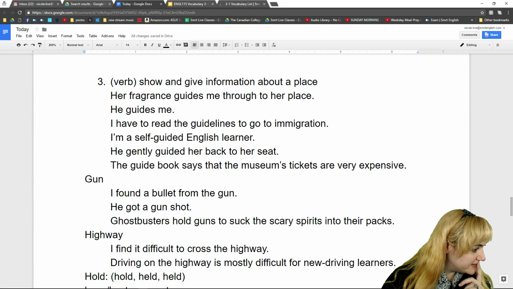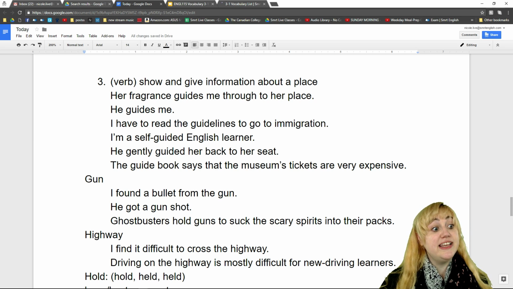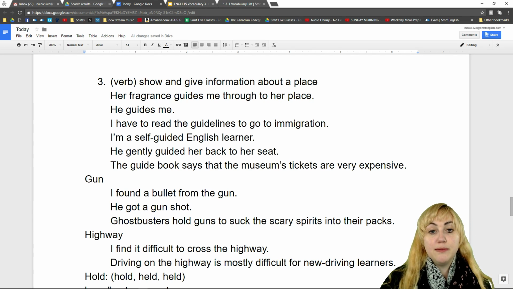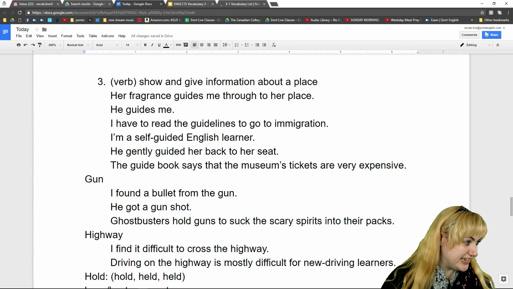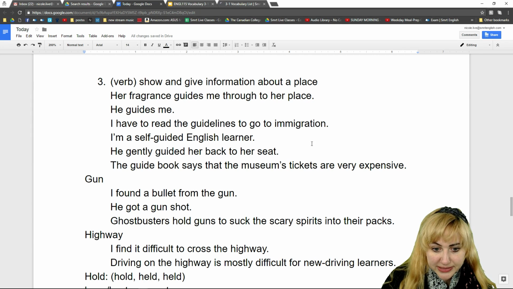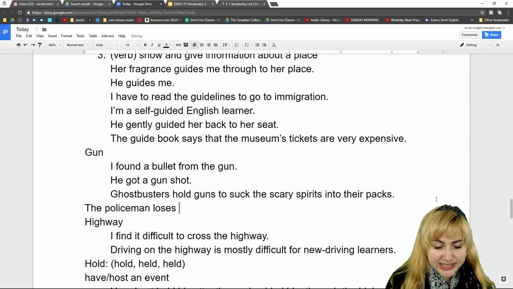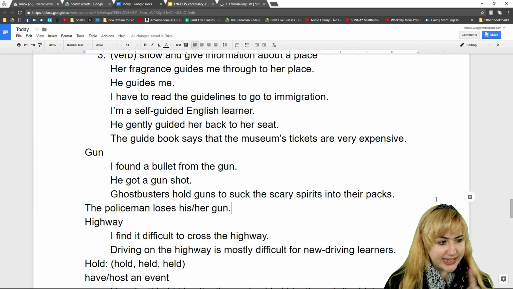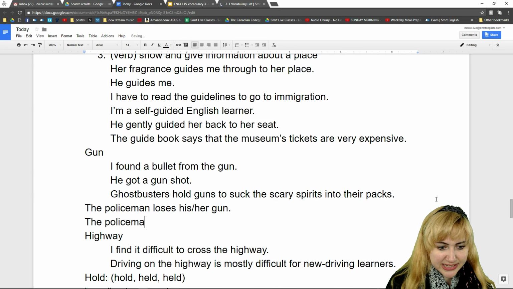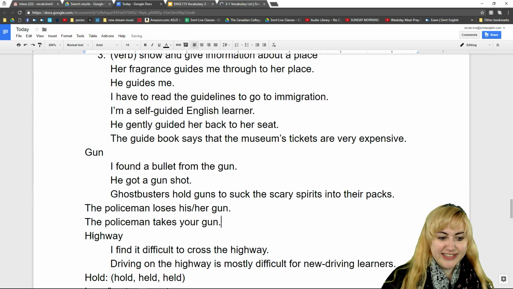Oh, a couple with guns. Let's see, I have, everybody can have gun in Bangkok. We'll just say guns. Everybody can have guns in Bangkok. Oh, I didn't know that in Thailand guns were okay. Very interesting. The policeman loses your gun. Let me write that one down. The policeman loses, I might say his or her gun. If you mean your gun, we're probably going to say takes. The policeman takes your gun. So good, very nice.